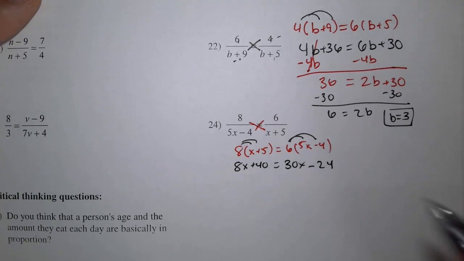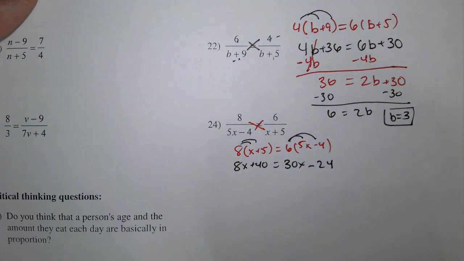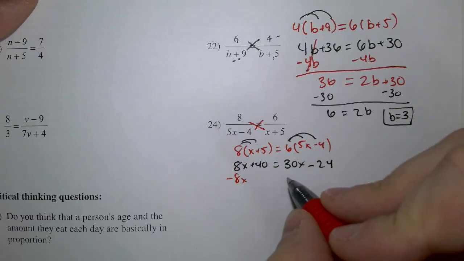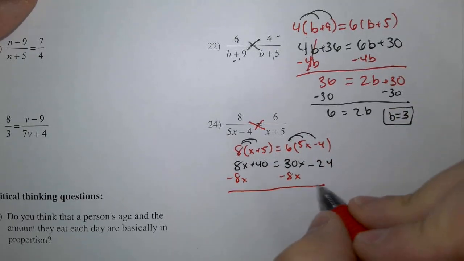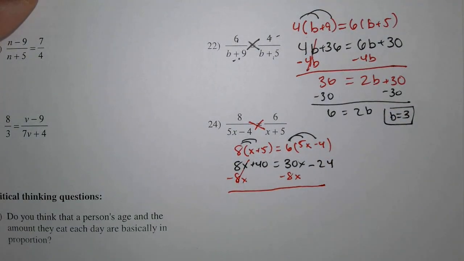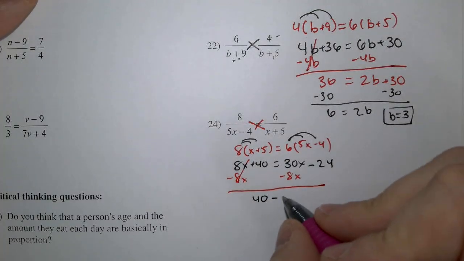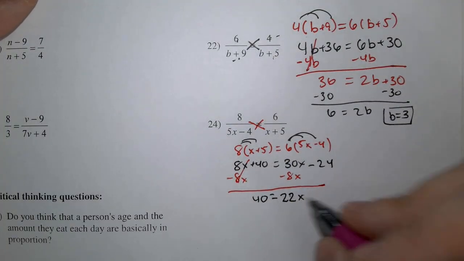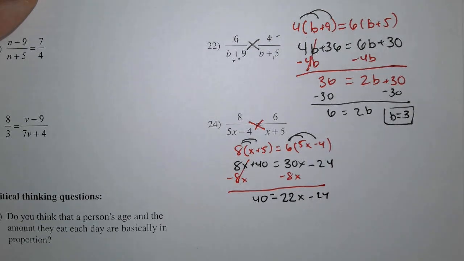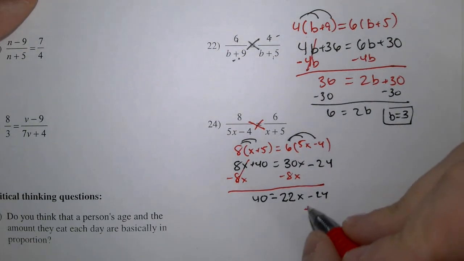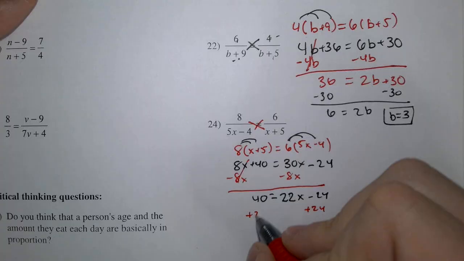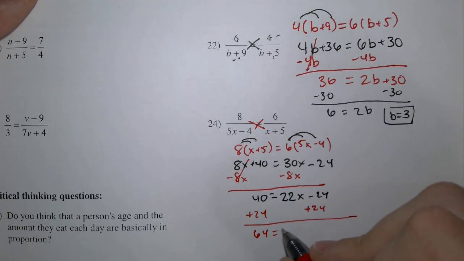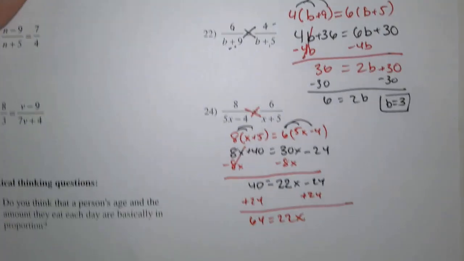Which one would we like to subtract, or would we like to add? Do you want to add the 24 first? You're allowed to do that. You want to subtract the 30 or subtract the 8? All of them are allowed. I like to move the x's first most of the time. So we're left with 40 is equal to 22x, because 30 minus 8 is 22, minus 24. We're going to have to add the 24 to the other side, and we are going to be left with 64 is equal to 22x.